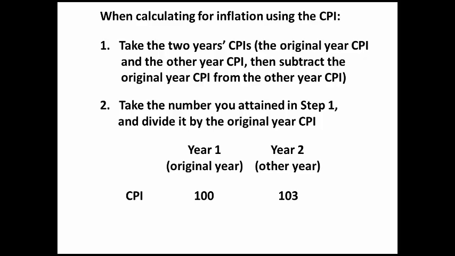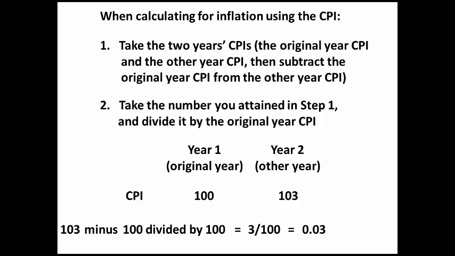For instance, year one is the original year, year two is the other year, and you can see the CPIs. So going from year two, which is the other year's CPI, minus the original year of 100 here, divided by the original year, which is 100. So that would equal 3 over 100, which is equal to 0.03, which means that the inflation rate between year one and year two was running at 3%.